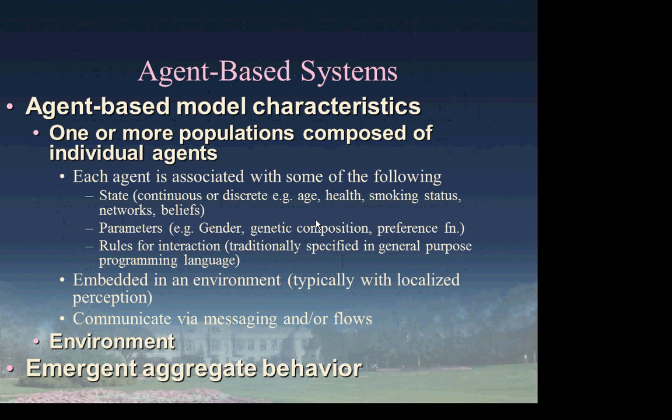So what do we have in these models? We have one or more populations composed of individual agents, and each agent will be associated with some state, some parameters, and some rules for interaction. This is in contrast to a situation where we disaggregated the whole population into categories according to state earlier.